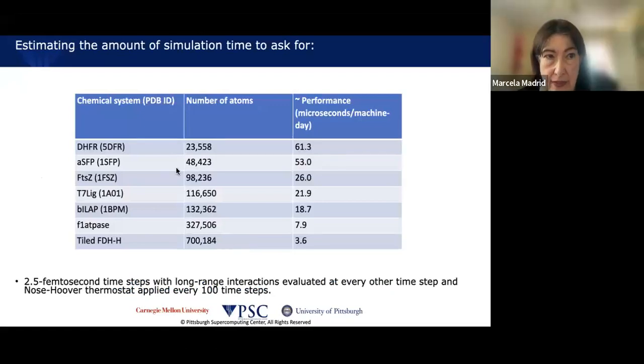In the proposal, you also will need to estimate the amount of simulation time to ask for. In the RFP, we provide a table which consists of the number of atoms and the performance in microseconds per machine day. From this table, you can extrapolate, according to the number of atoms of your system, how many machine days it will take per microsecond of simulation.